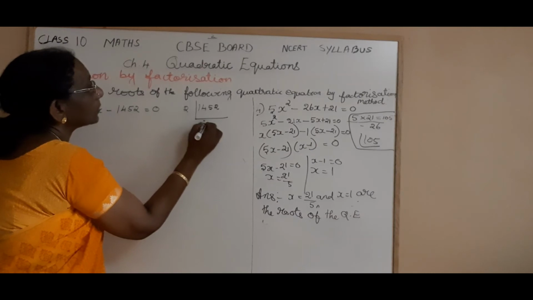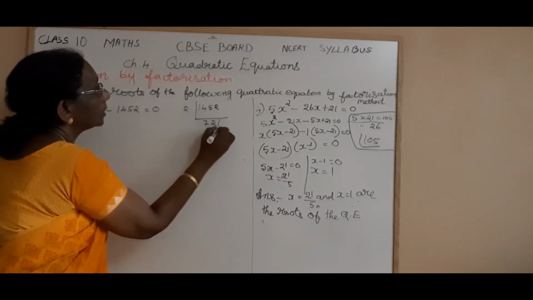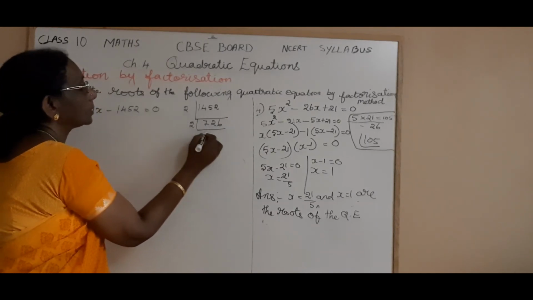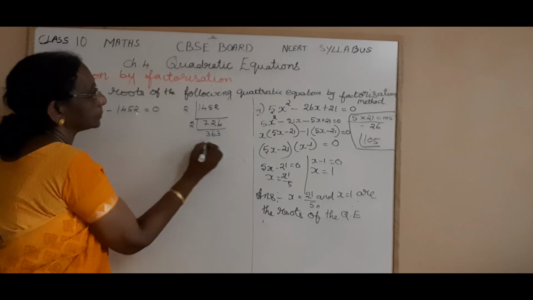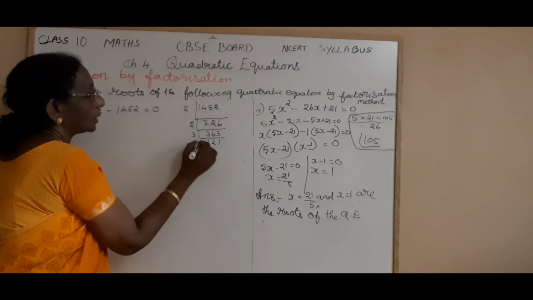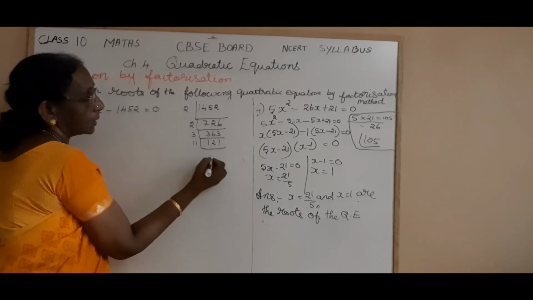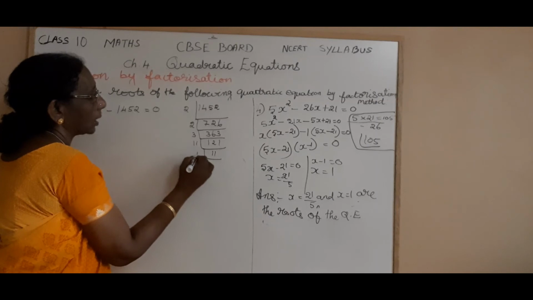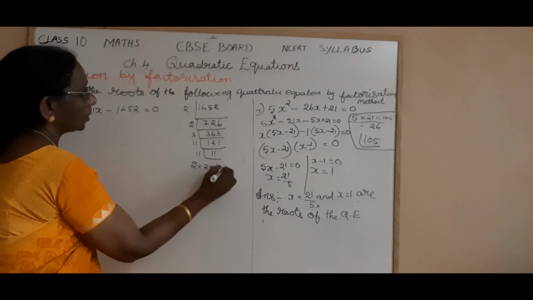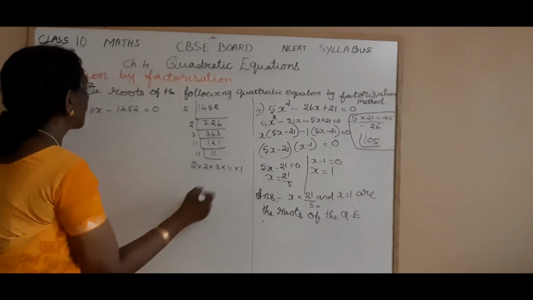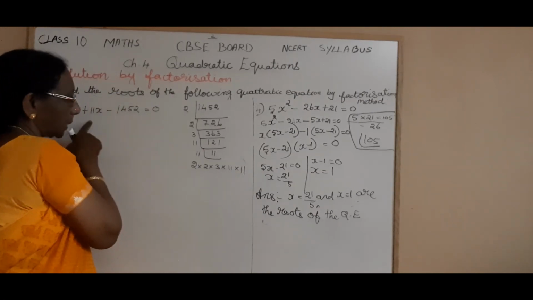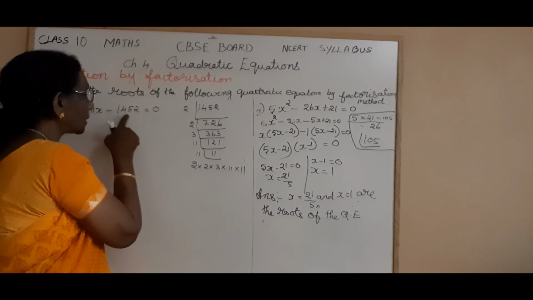So 2 7s are 14, 2 2s are 4, 2 6s are 12. Now divide again, divisible by 2, 3 2s are 6, 6 2s are 12, 3. Divisible by 3, not divisible by 2. It is divisible by 11, 11 11s are 121. So 2 into 2 into 3 into 11 into 11. You have to select the numbers in such a way that the difference should be 11 and the product should be 1452.